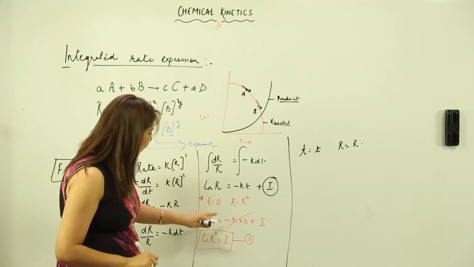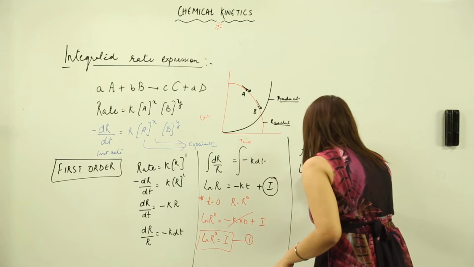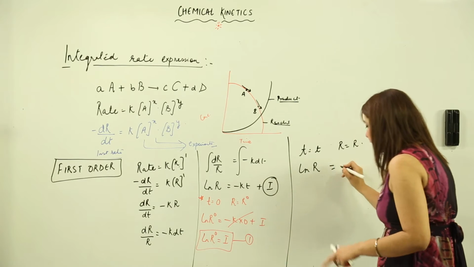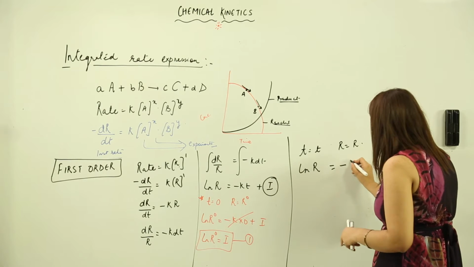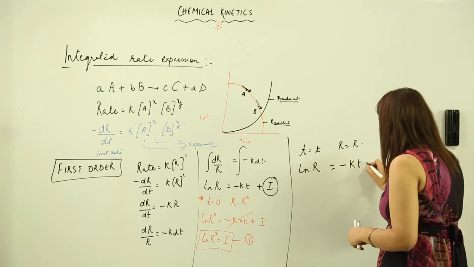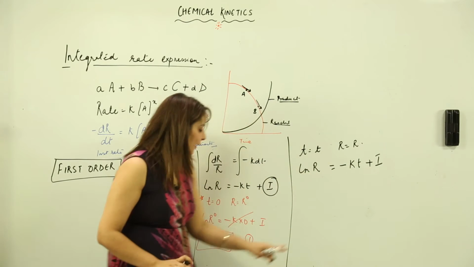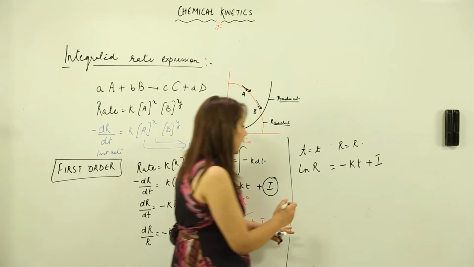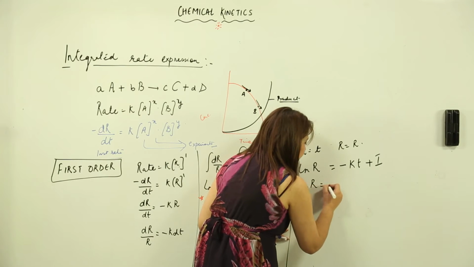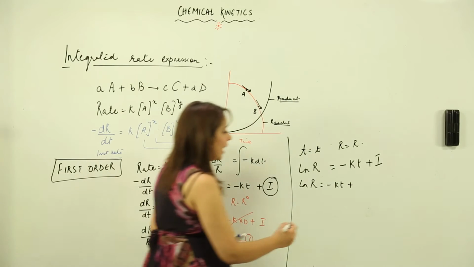Now putting this value in this expression, what we get is ln R is equal to minus kt plus I. This is the original equation we have. I am putting the value of I from this expression which we got by considering the time as 0. So we have ln R is equal to minus kt plus this value ln R naught.